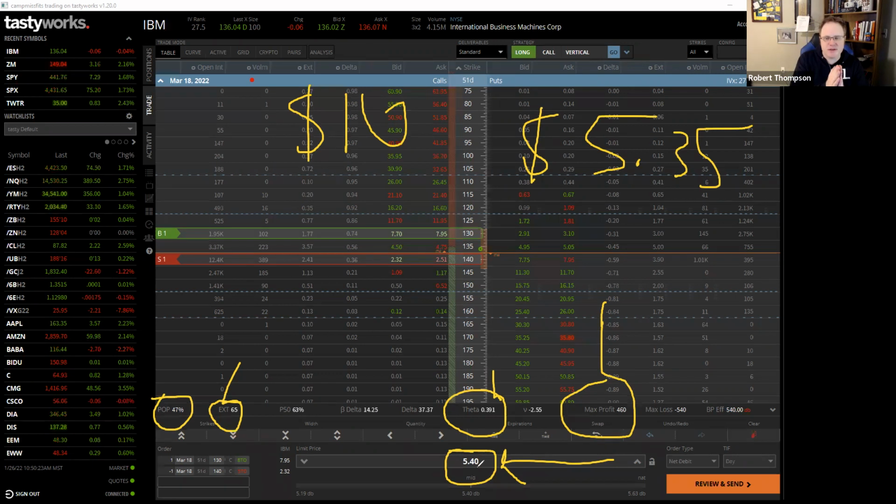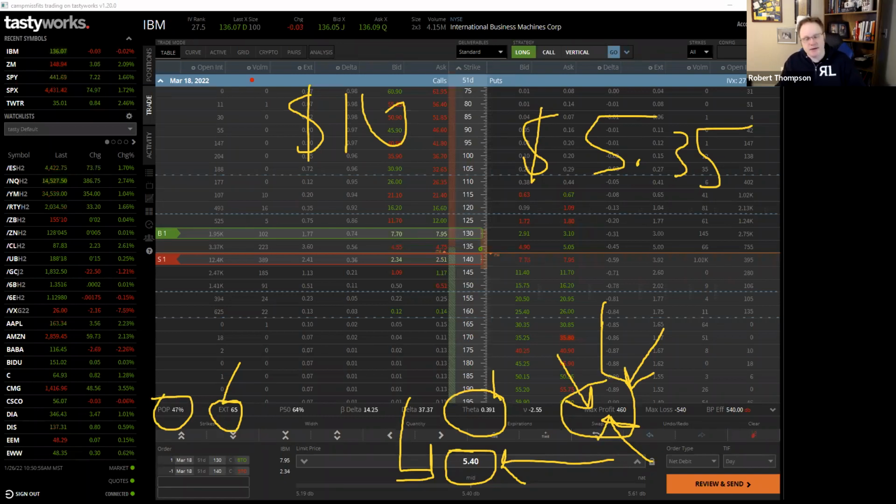But anyway, because a $10 wide spread can only ever be worth $10, it's defined risk. So if we're paying $5.40 out of 10, the other side of it, 10 minus 5.40 equals 4.60. That is the most we can make. That is our max profit. Everybody clear on the max profit number and how we got there? Yes. Okay. This is the number that you want to use to get your 35%.